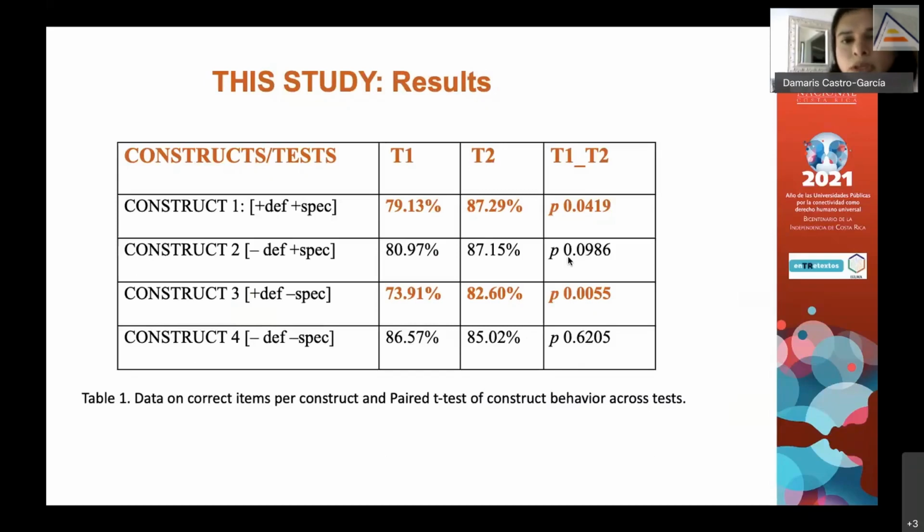So these are the results that we obtained. For the first construct, between the first and the second test, we see that there's a statistically significant improvement. This is the definite specific noun. And we also have a statistically significant improvement for the definite non-specific type of noun. And as you can see, the indefinite nouns in both of the tests are the ones that obtain the higher number of correct items. So it seems like it has been proven in other studies that indefinite articles seem to be easier to identify than definite articles.